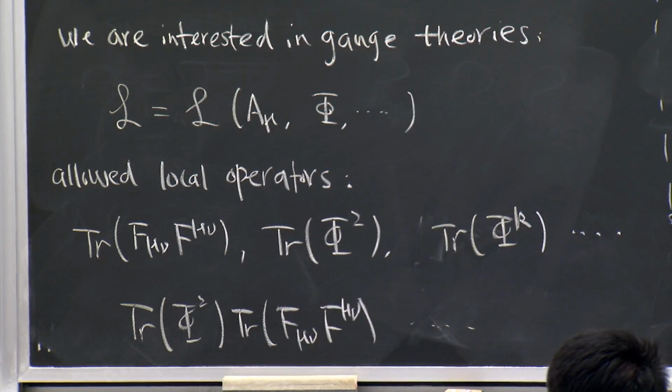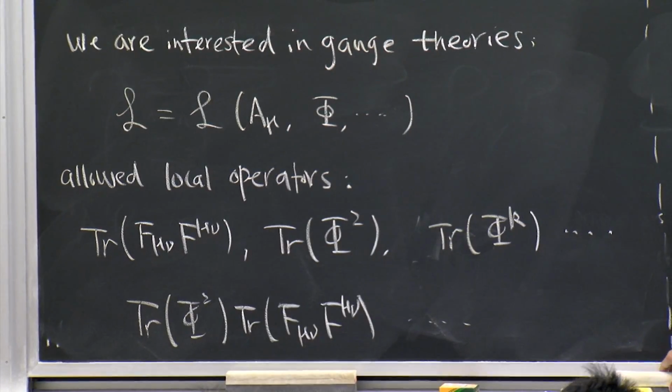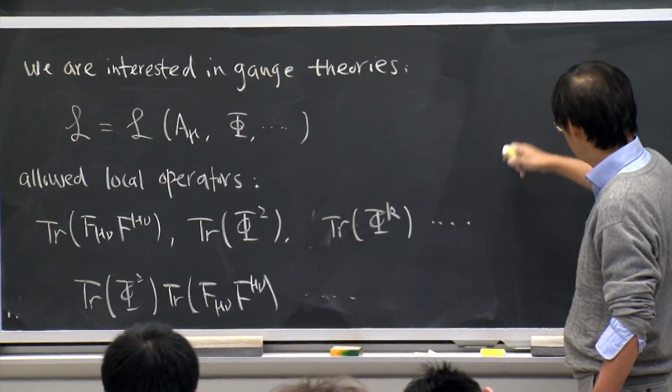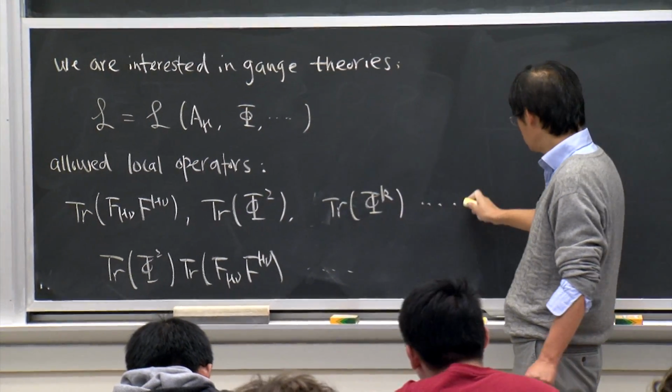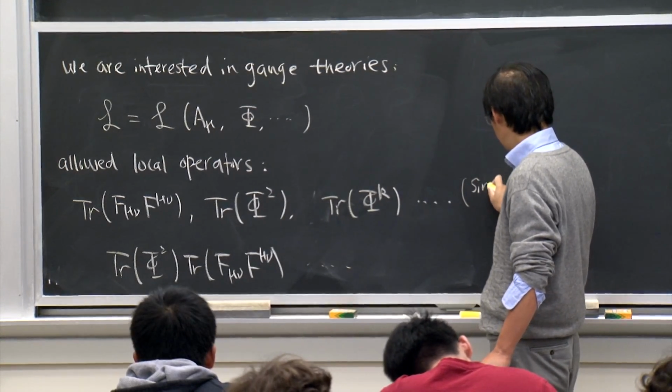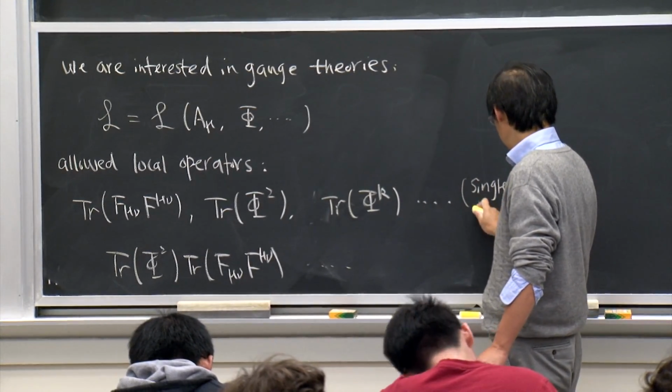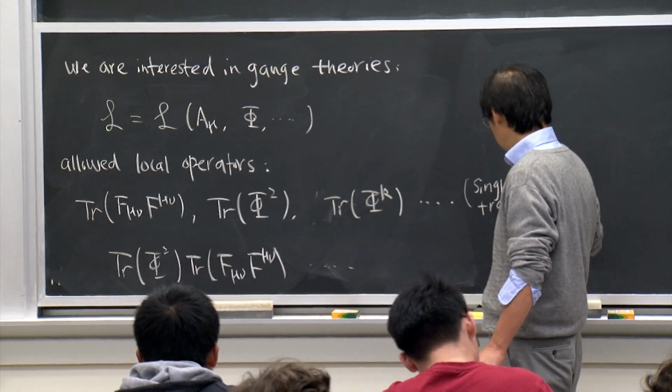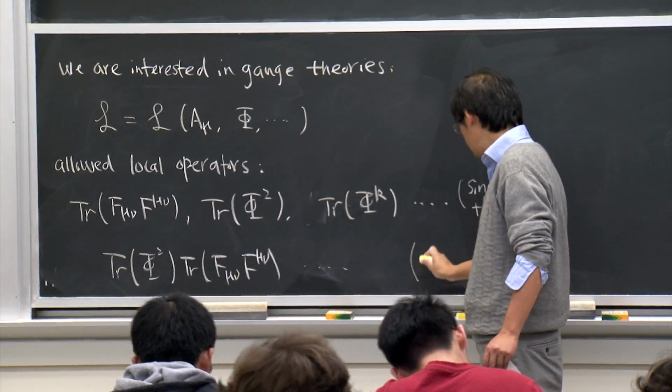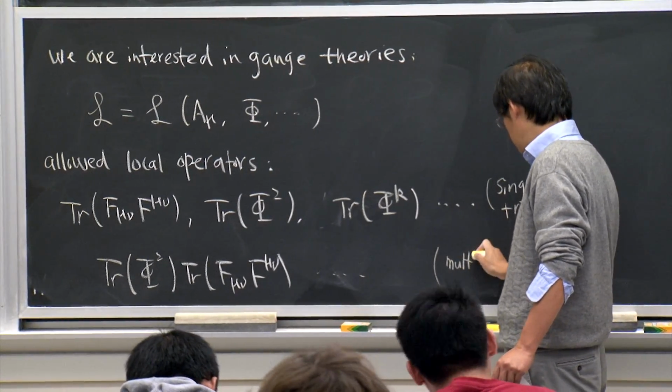We are going to make a distinction. We call an operator with only a single trace a single trace operator, and an operator with more than one trace a multiple trace operator.